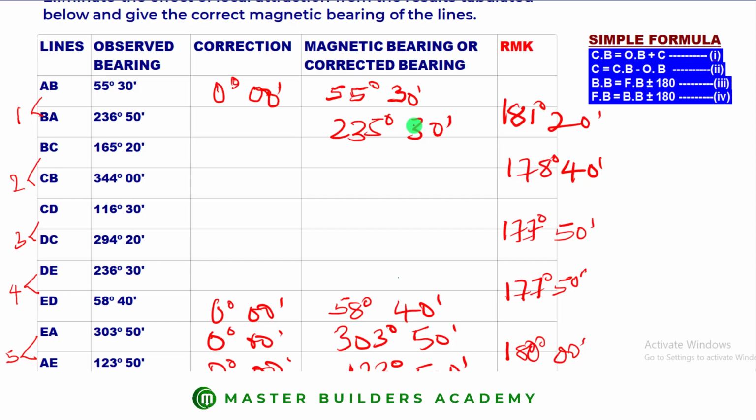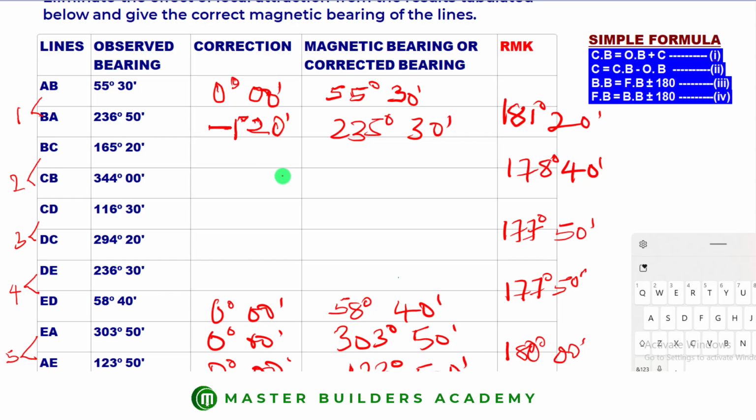Now that we have obtained the corrected bearing for BA, what is left for us to obtain now is the correction. As you can see here, what is missing in this line is correction. So how do we find correction? We will use equation 2. Correction is equal to corrected bearing minus observed bearing. If we do this, when we subtract 236 degrees 50 minutes from 235 degrees 30 minutes, we'll have our correction to be minus 1 degree 20 minutes.